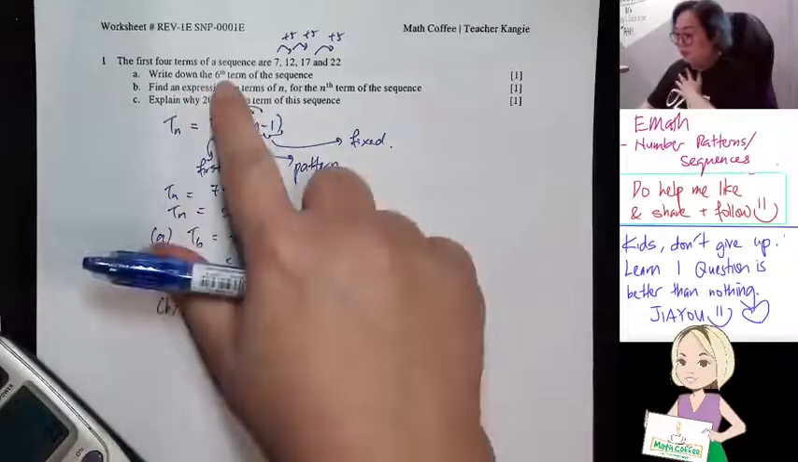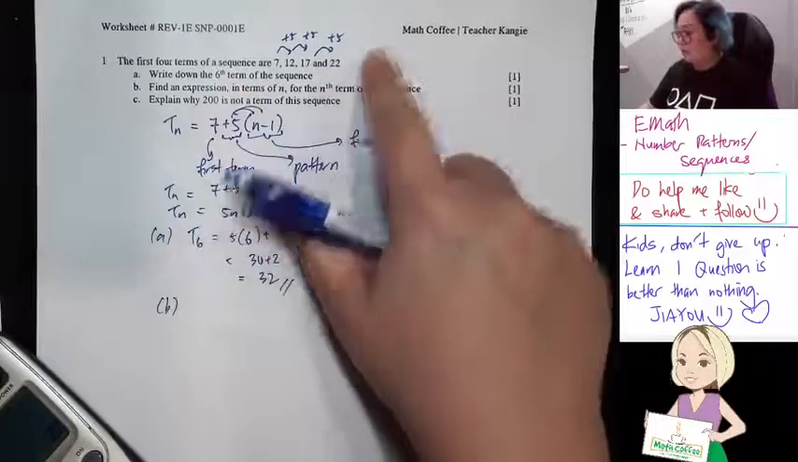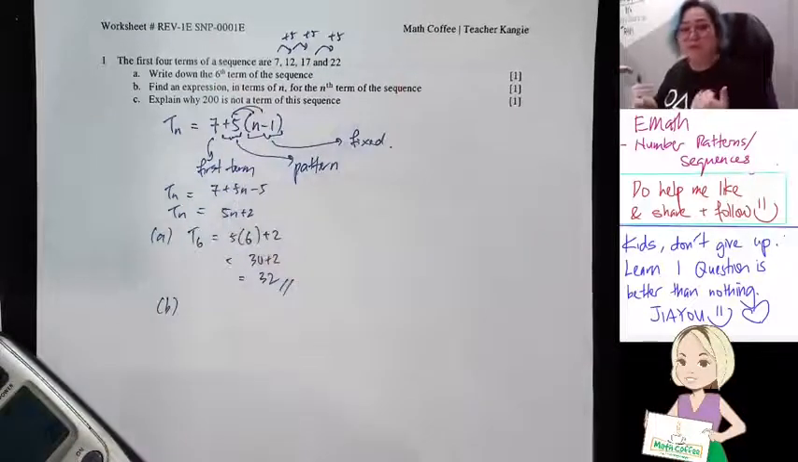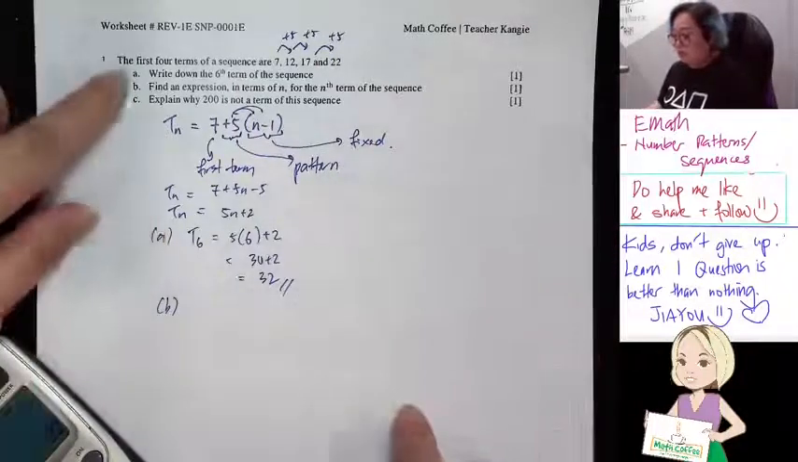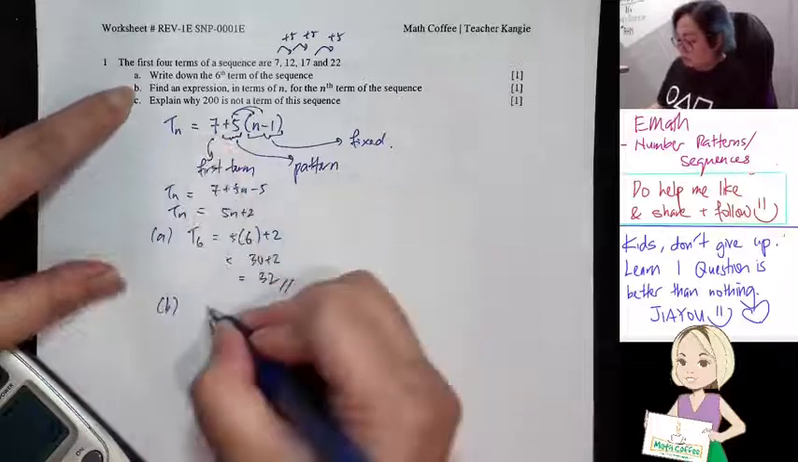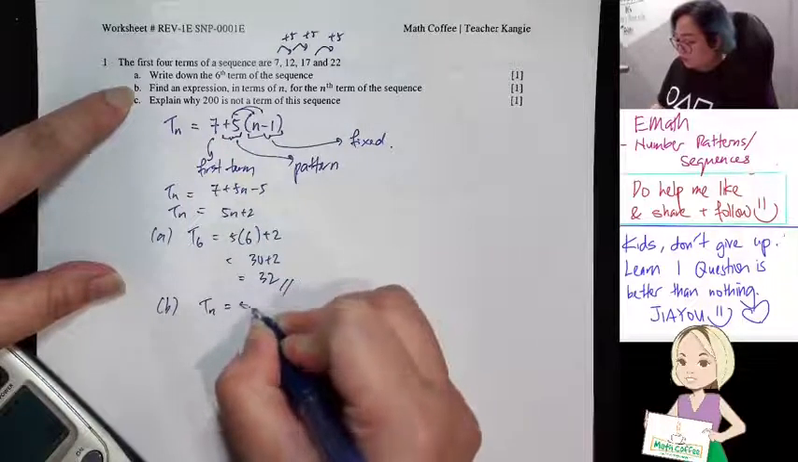So part B. Usually my part B, I already found it first before. Some students, when they find the 6th term, what they do is they keep plus 5 to find the 6th term. But for me, I always find my Tn first, and I sub in T6. So for part B, we already got it at the front part, so you just repeat and say Tn is equals to 5n plus 2.